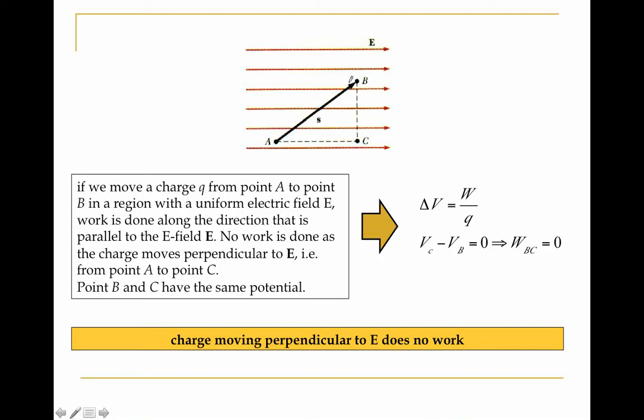So if you wanted to calculate the work, it will be 0, because the force will be either this way or this way, depending on the sign of the charge, and the motion is this way, so the angle is 90 and cosine 90 is 0. So what we say here is, no work is done as the charge moves perpendicular to the electric field. If a charge moves perpendicular to the electric field, there will be no work, and thus there will be no difference in the potential. The potential difference will be equal to 0.